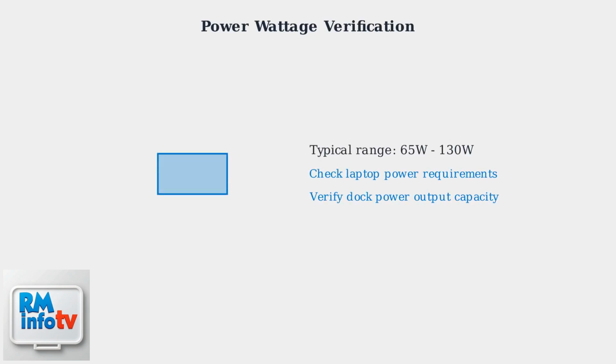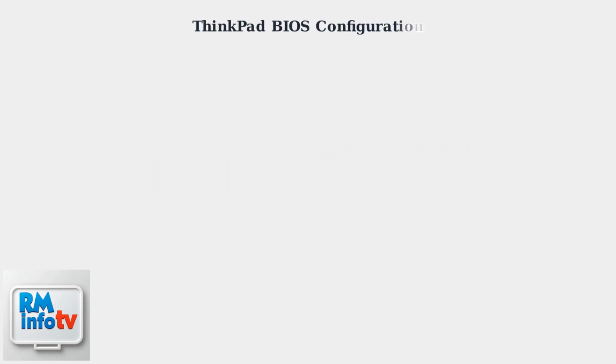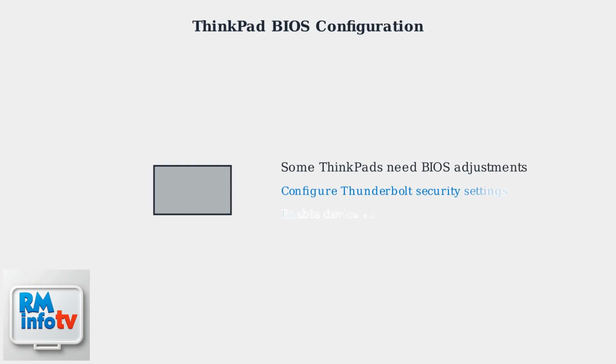Verify that the Dell dock's power wattage meets your Lenovo laptop's requirements. Most business laptops need between 65 and 130 watts. Check both your laptop's power requirements and the dock's power output capacity. Some Lenovo ThinkPads may require adjustments to Thunderbolt security settings in the BIOS. You might need to configure device authorization policies or adjust security levels for optimal dock compatibility.